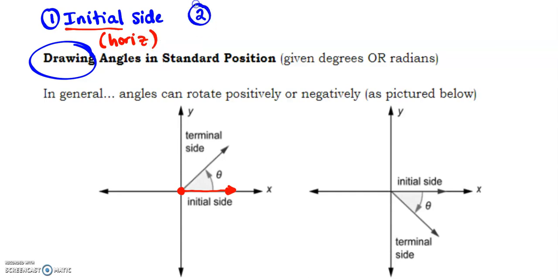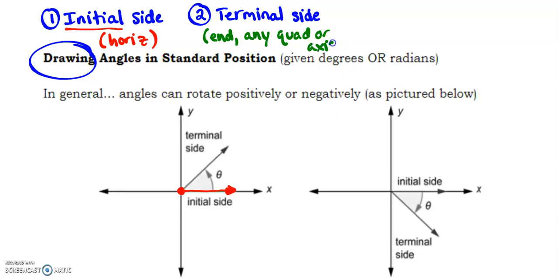The second thing it is always going to have is something called a terminal side, and that's the place where it ends. So this is the end, and it could be in any quadrant or on an axis. It also starts at the origin and goes out, making my angle.